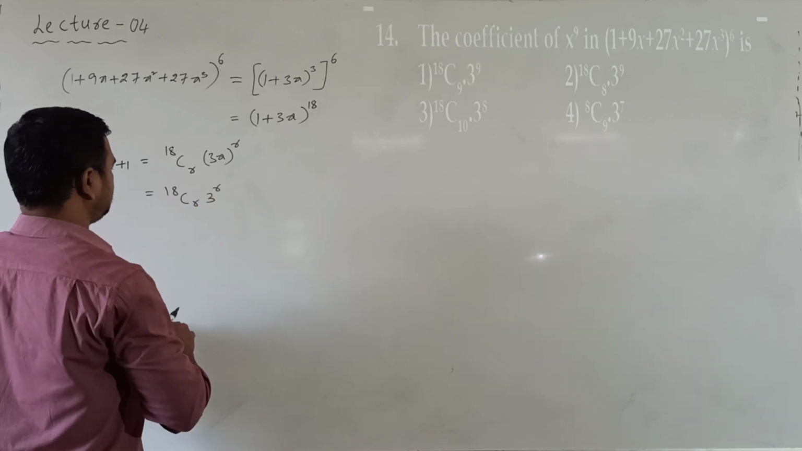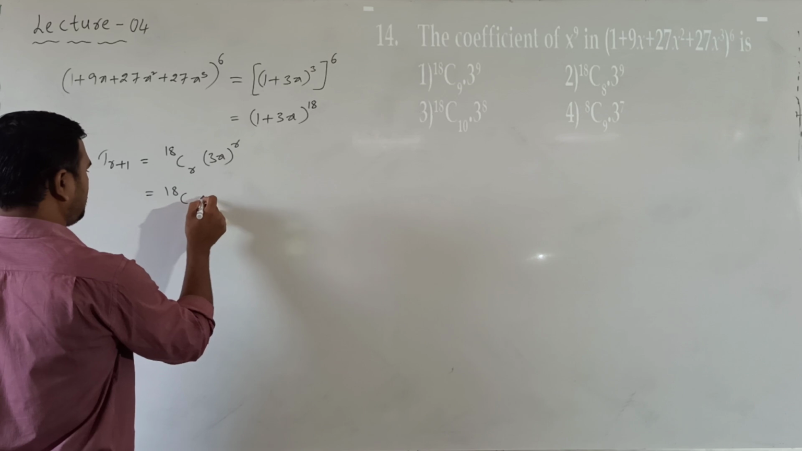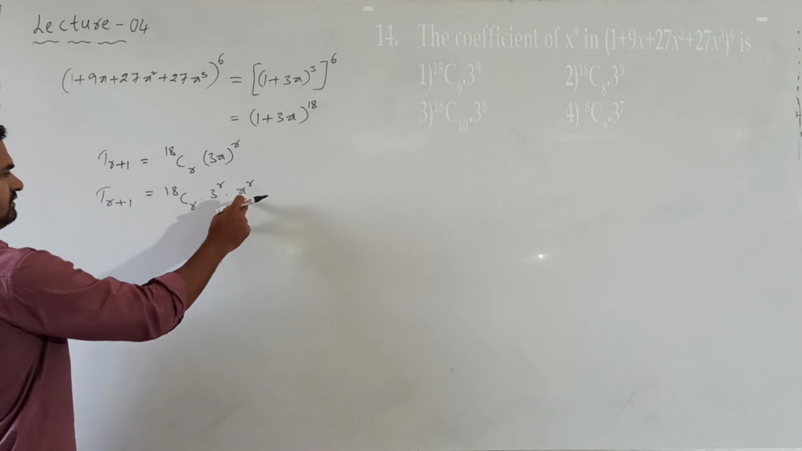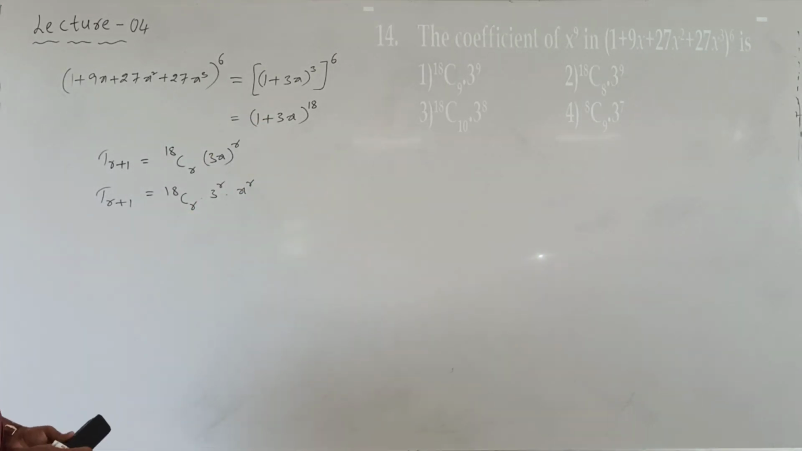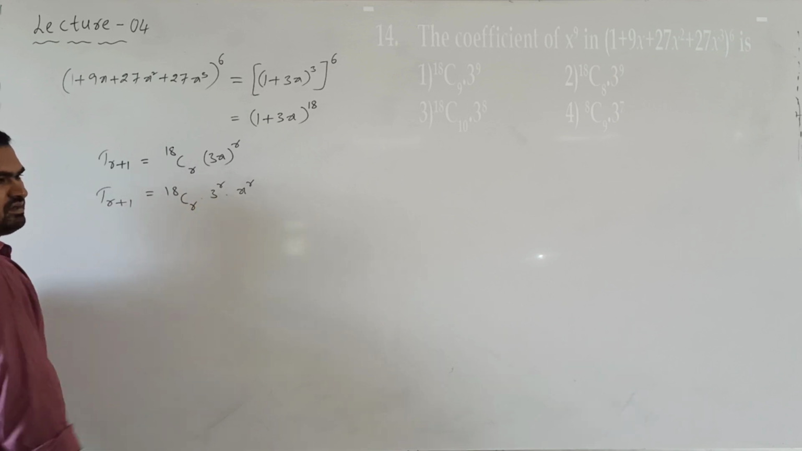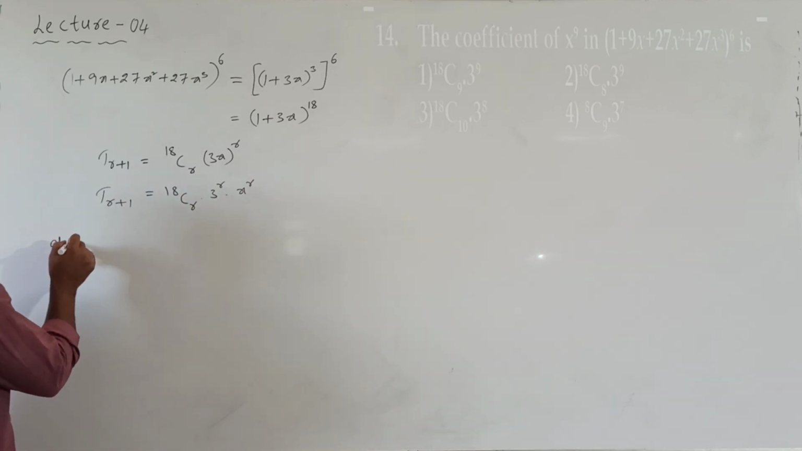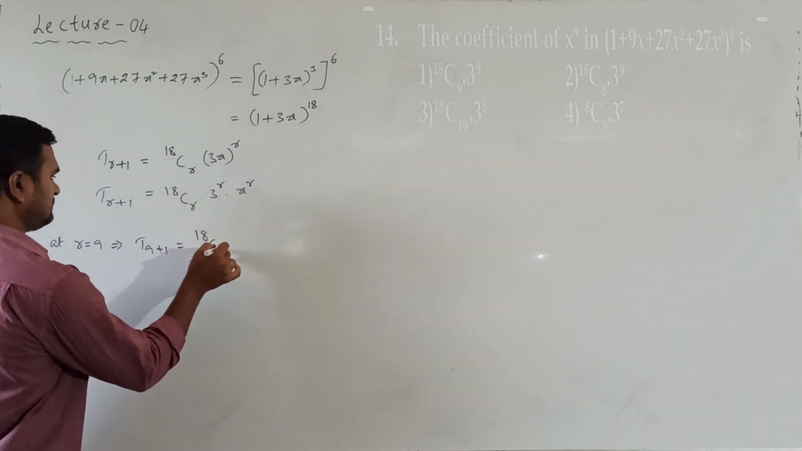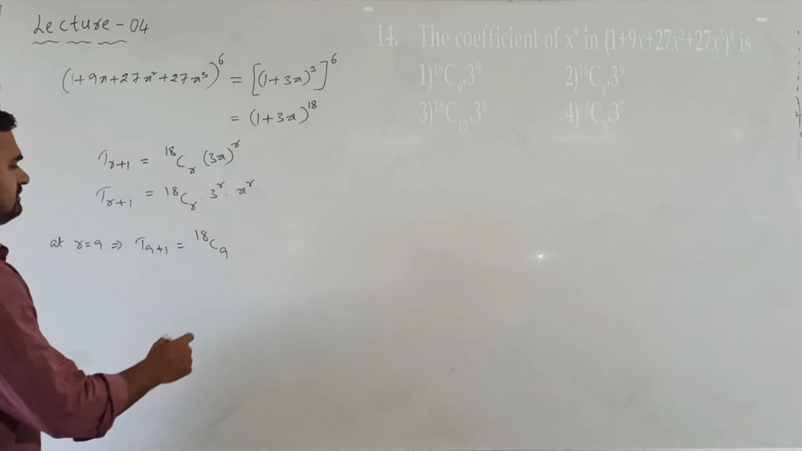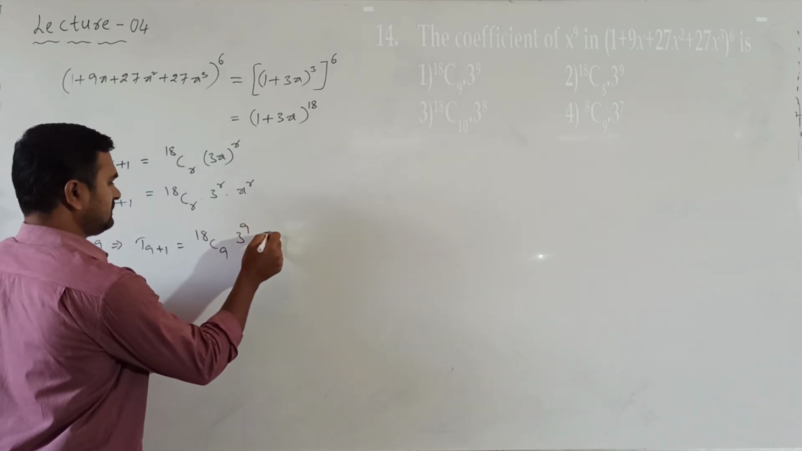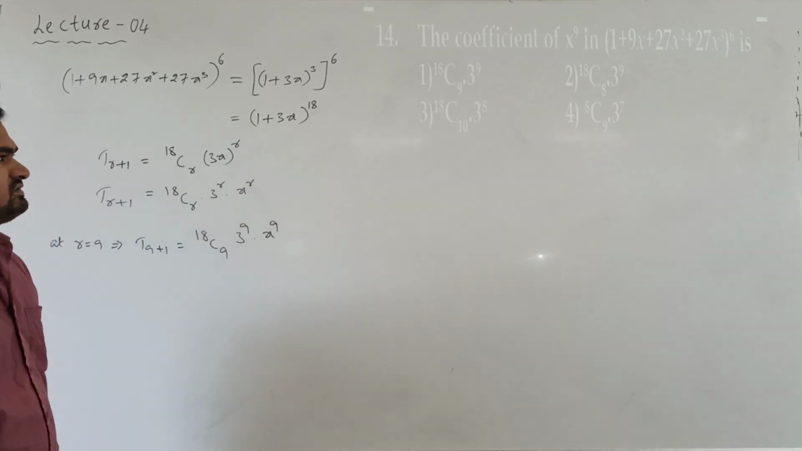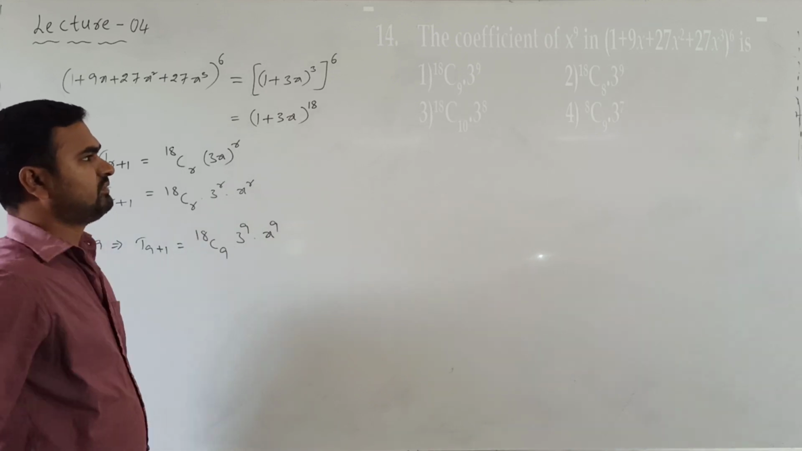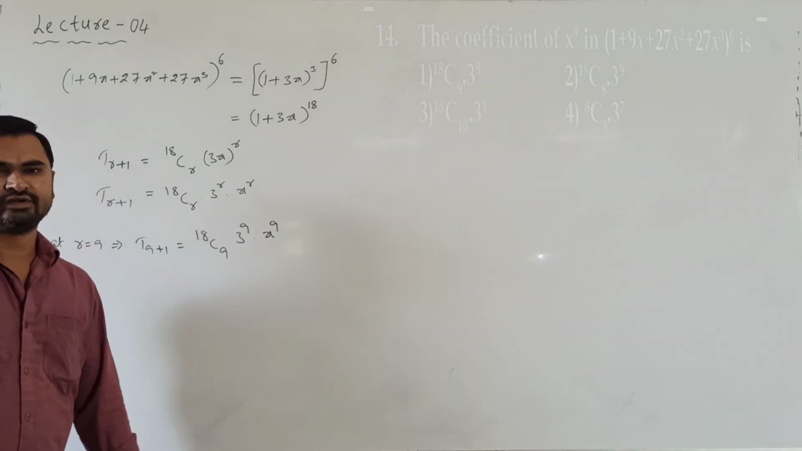So 3 power r into x to the power of r. To get the x power 9 term, what value of r do we have to take here? r = 9. So at r equal to 9, T(9+1) is 18C9 3 power 9 into x to the power of 9. So what is the coefficient of x power 9? 18C9 into 3 power 9. So that will be the required answer.